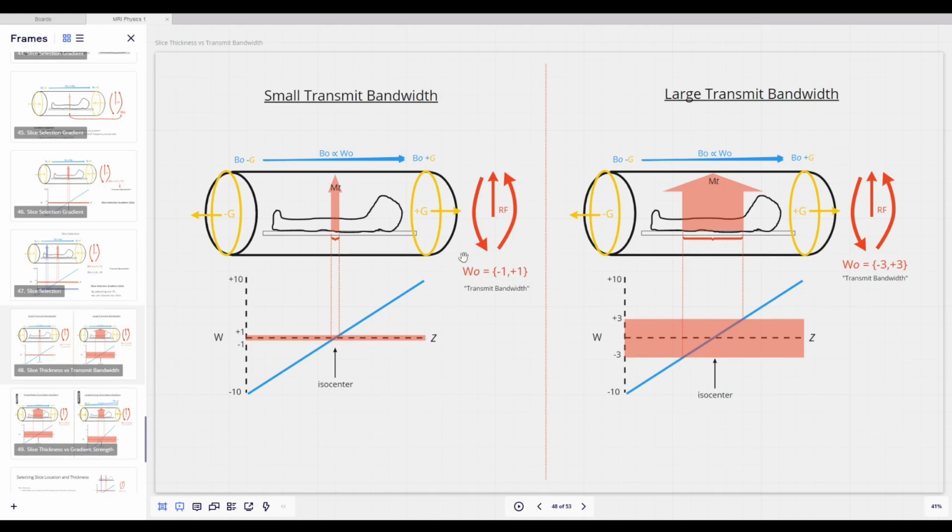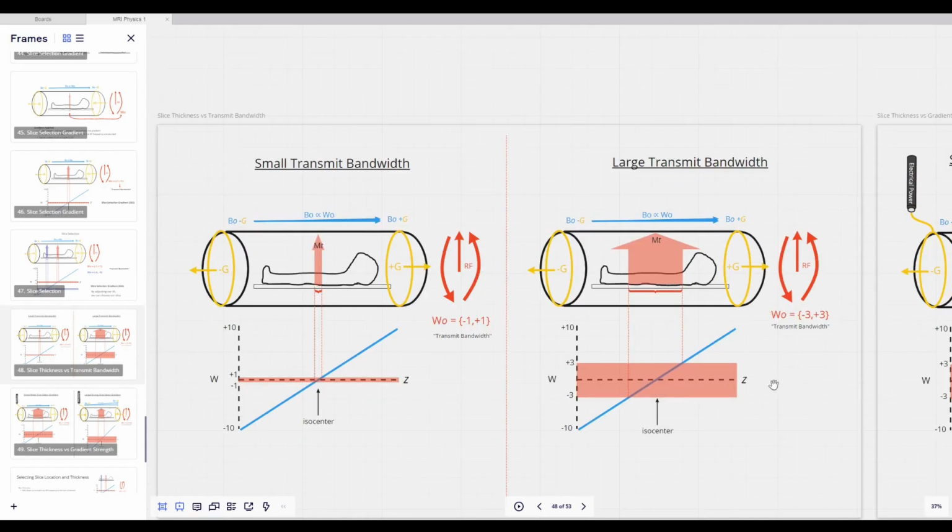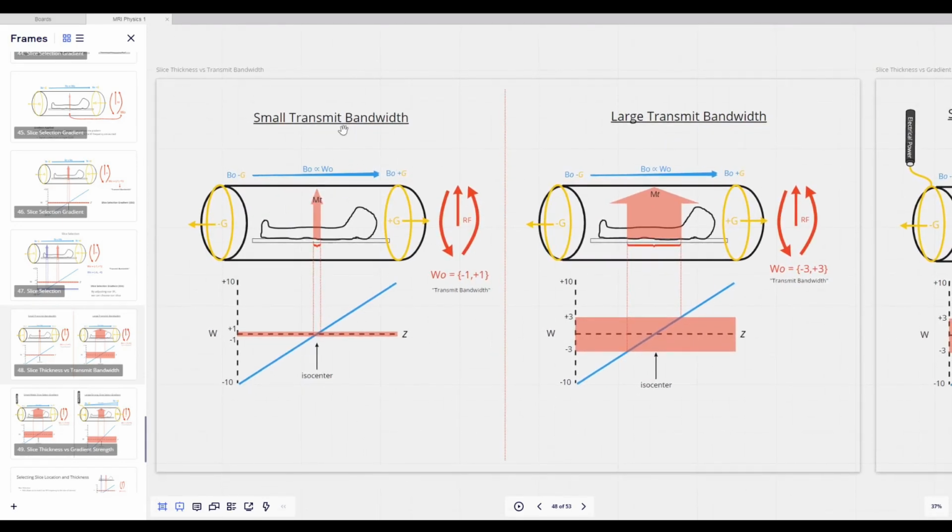If you apply your RF pulse across a narrower range of frequencies, you're going to have thinner slices. If you apply your RF pulse across a greater range of frequencies, if your transmit bandwidth is larger, you're going to have thicker slices. So, small transmit bandwidth, thinner slices. Larger transmit bandwidth, thicker slices.